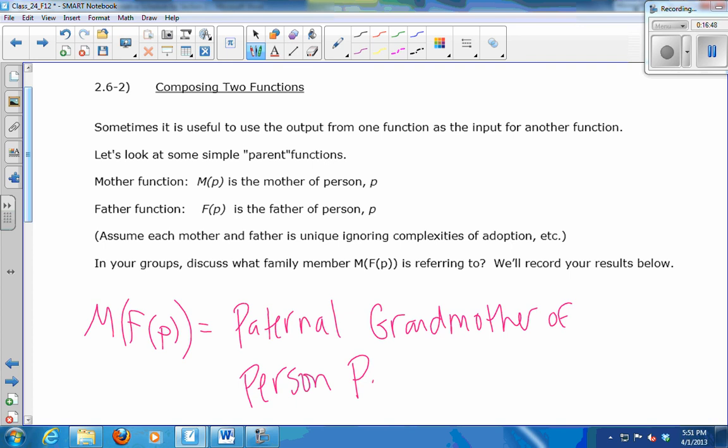So we have an input, we typed in, right, person P's name. The database told us the father of person P, then we typed that into our other database and got the mother of the father of person P.